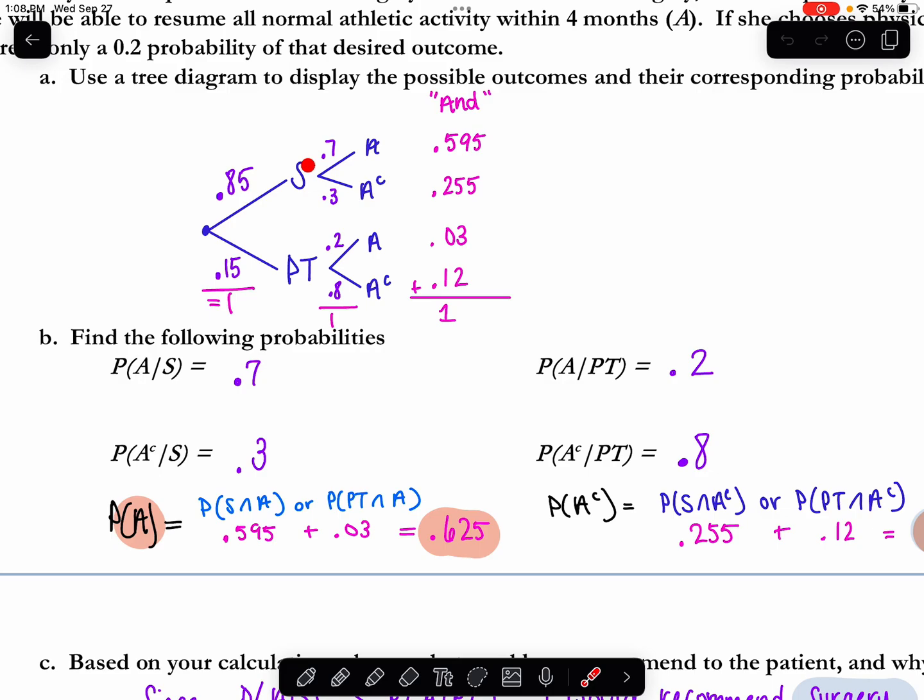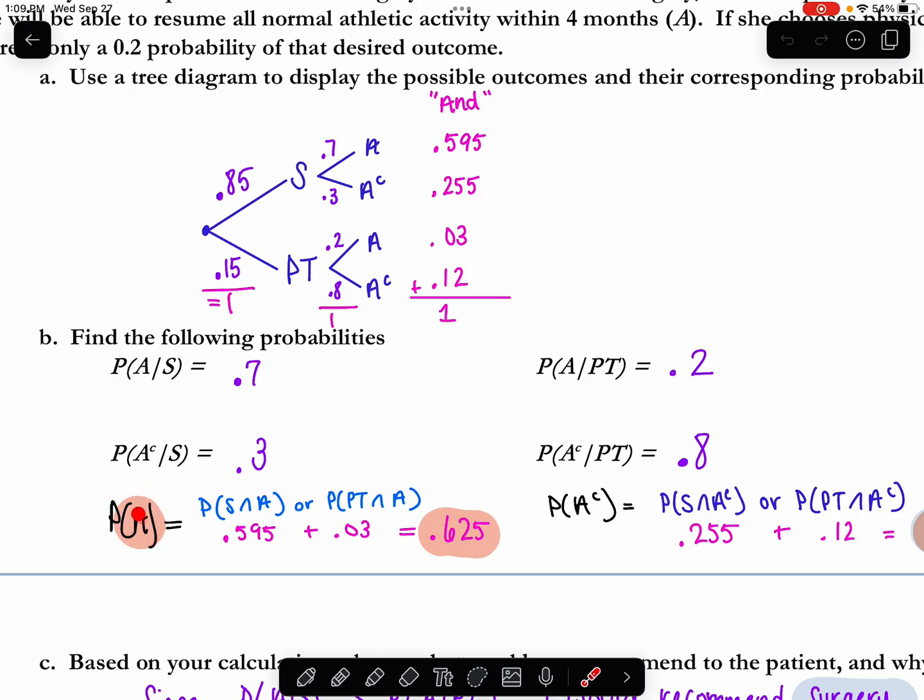So given we had surgery, go down that path. What's the probability that we can't? 0.3. And very similar with physical therapy. So what's the probability we can resume physical activity given physical therapy? So now it says go down this branch. What's the probability we can resume activity? 0.2. Probability we can't resume activity? 0.8, right? So notice the notation tells us which branches to go down.